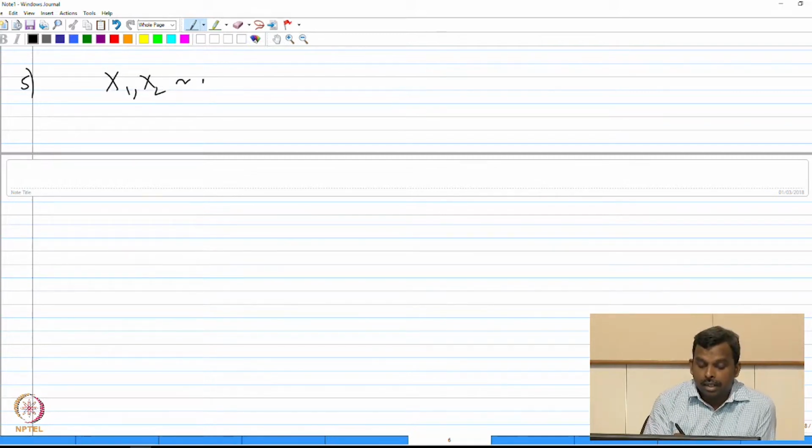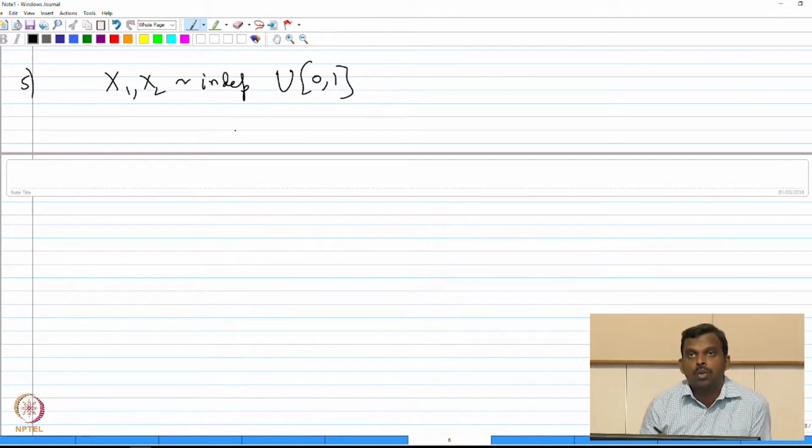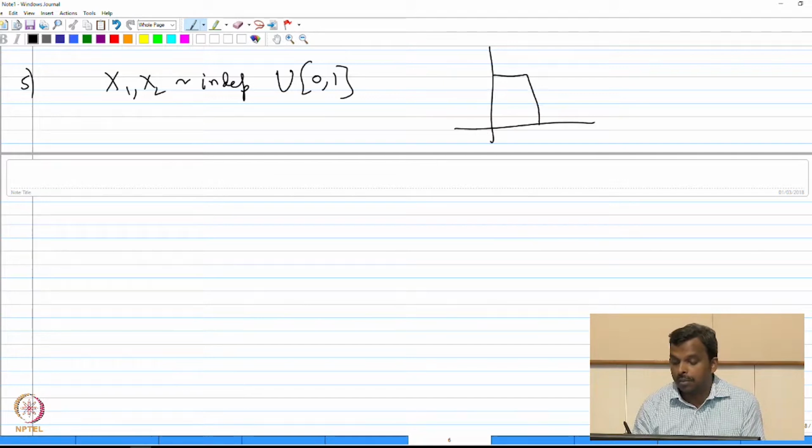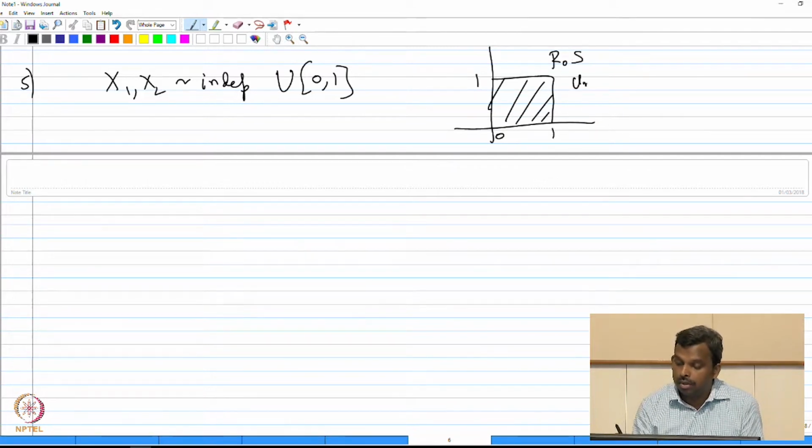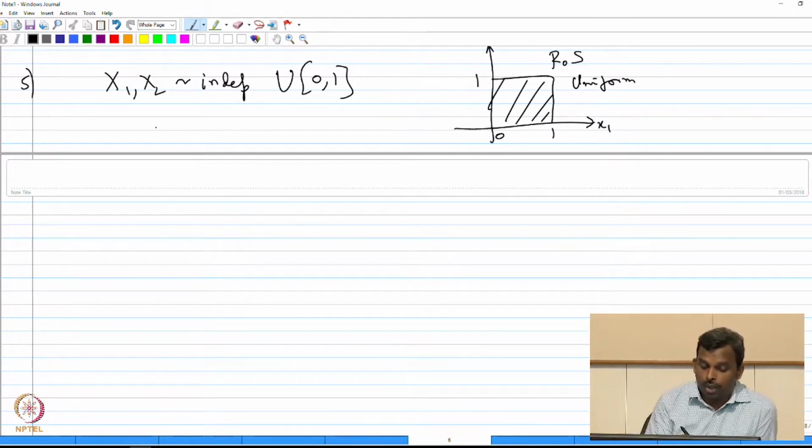So let's say these are independent, uniform in 0 to 1. Somebody gives you this independent, uniform, 0 to 1. If you look at it, the region of support is this square, from 0 to 1 in both x1 and x2. The support is uniform. Now if you were to ask this question, probability that x1 is greater than x2.